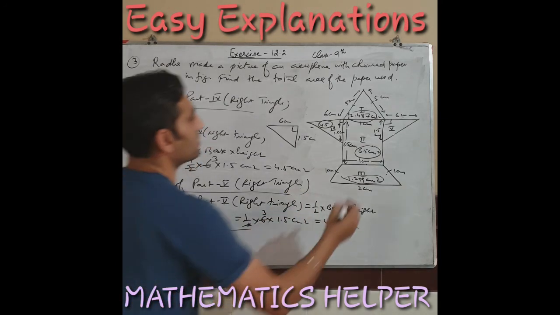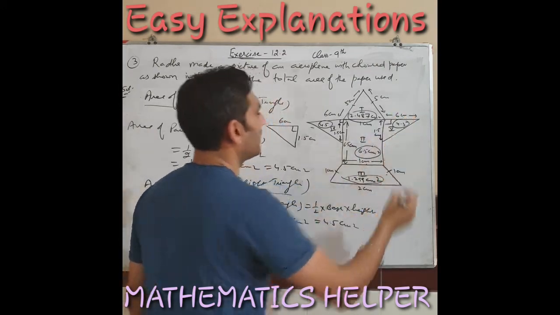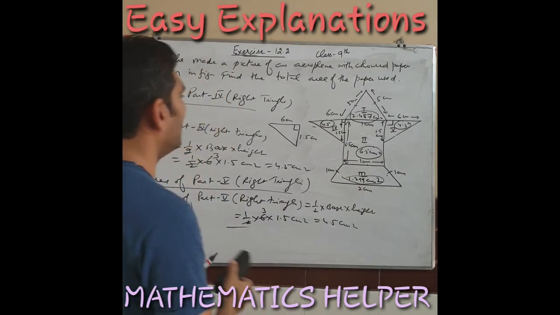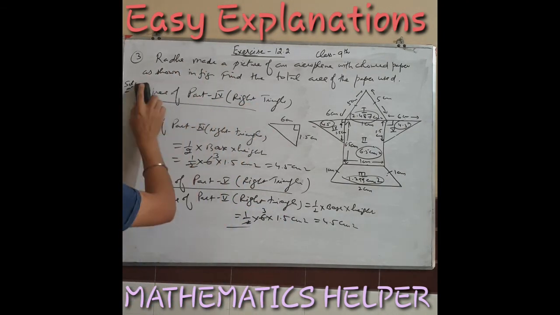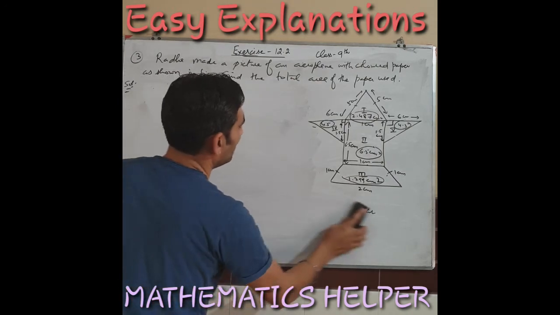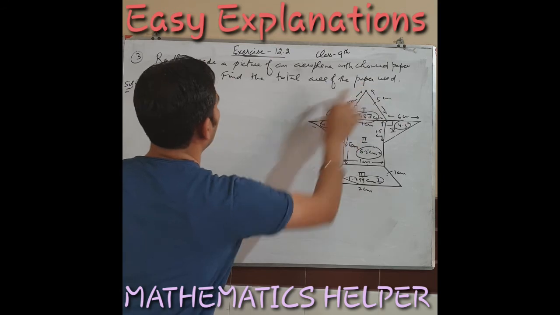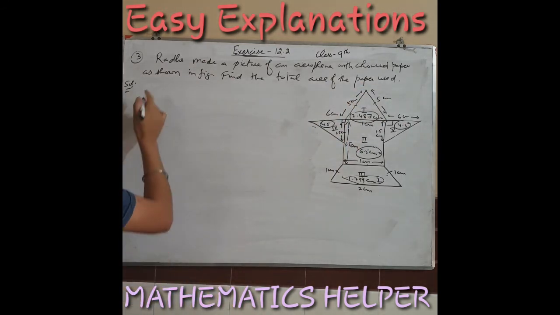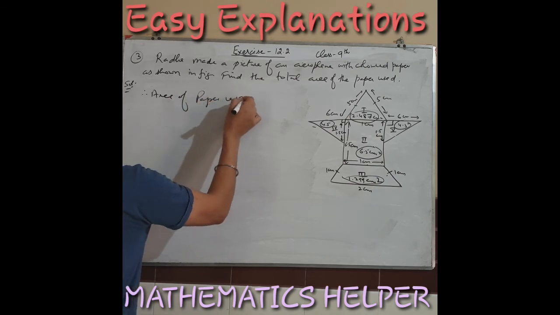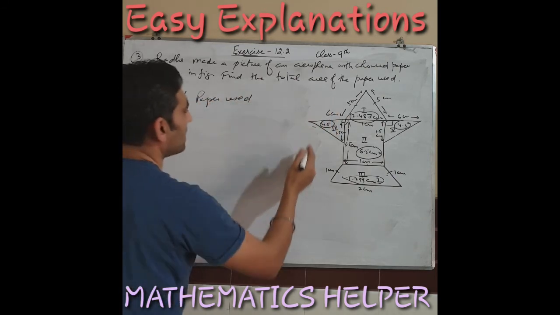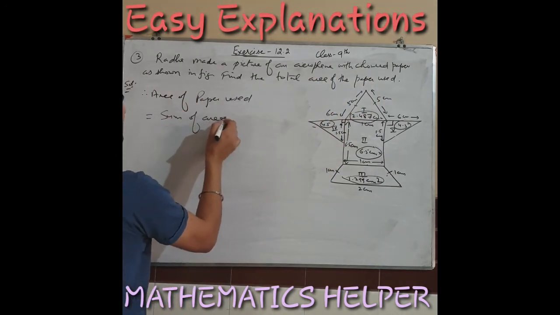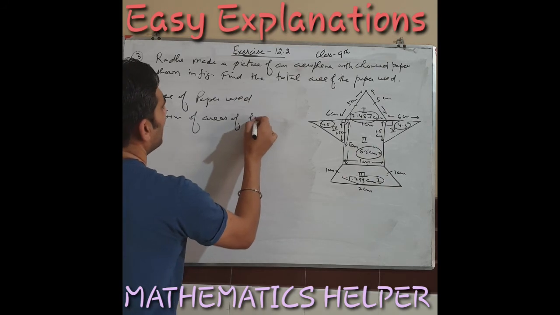So these are the areas of the 5 parts. Now we will write the area of the total figure. For writing its total area, I need to erase this, so I am going to erase this whole part. Now we will write the area of paper. What they have given: find the total area of paper used. So we will write, therefore, area of paper used. It is actually the sum of areas of these 5 parts.